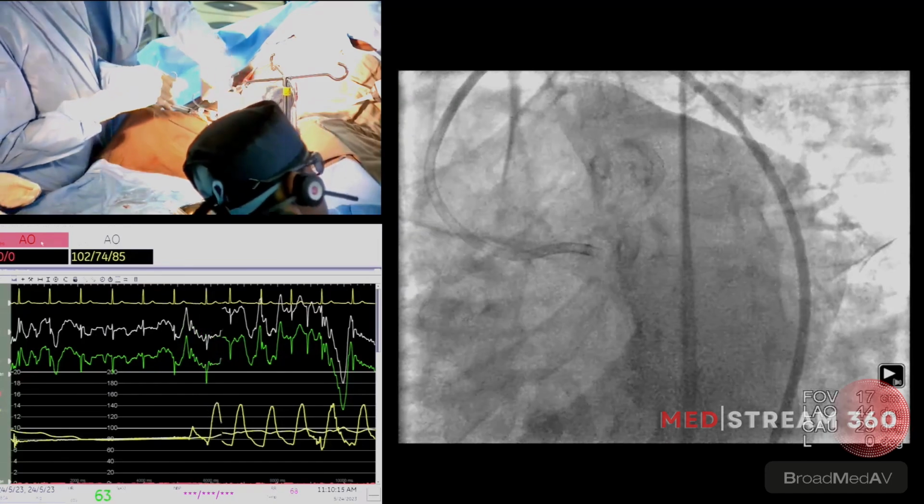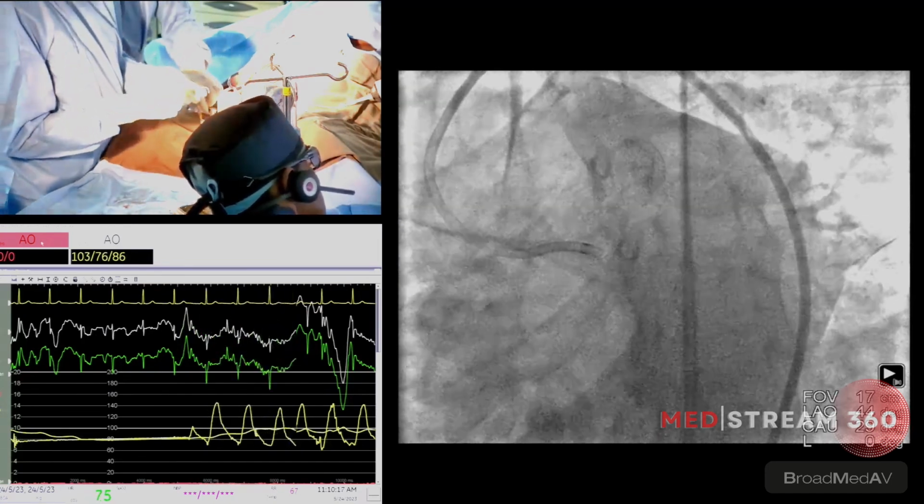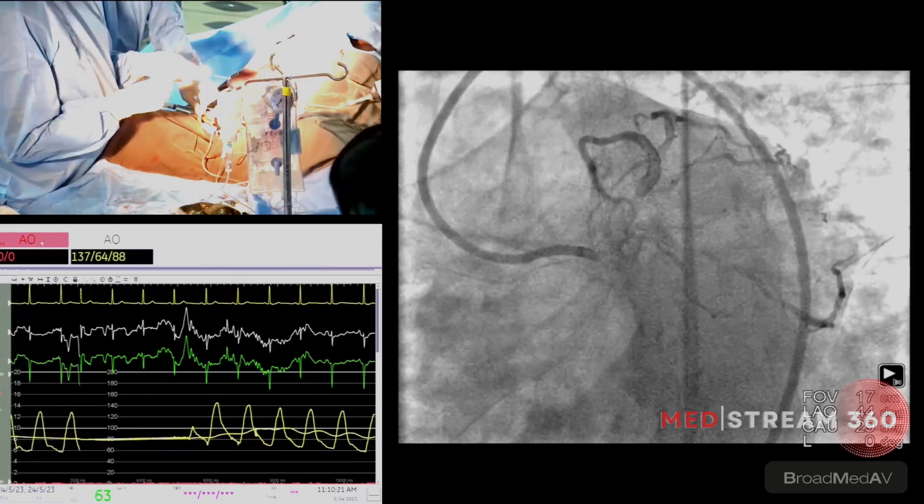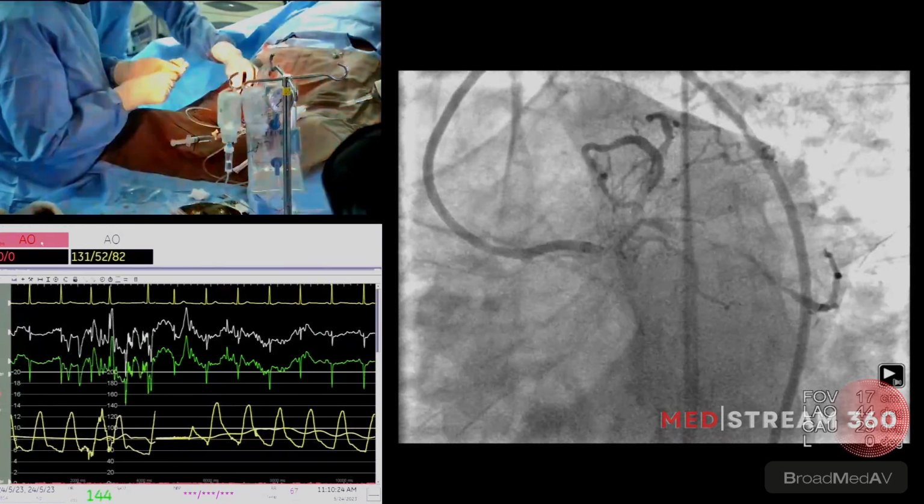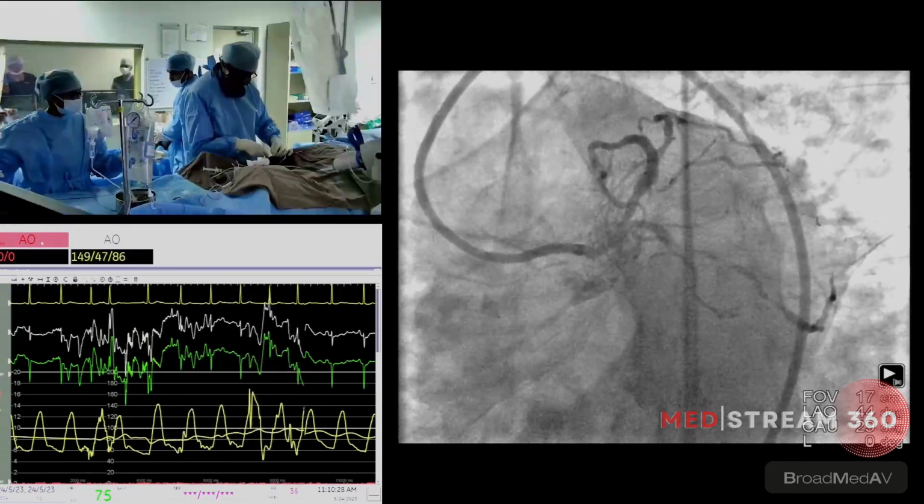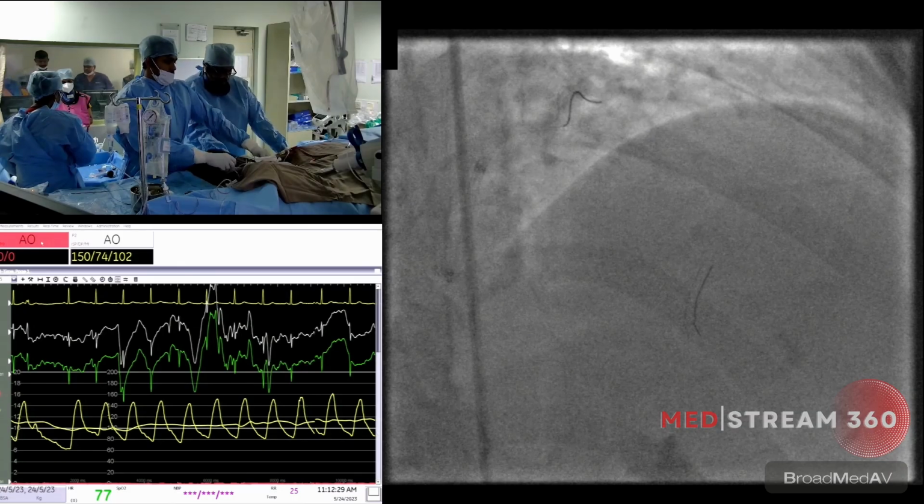Looks pretty good. There's a little dissection on the diagonal, but I'm not going to stent that. The flow is good. What do you think, Nanda? Yeah, we will see in the OCT. If it is a no flow limiting dissection, no need to stent that one. Okay. Ready?